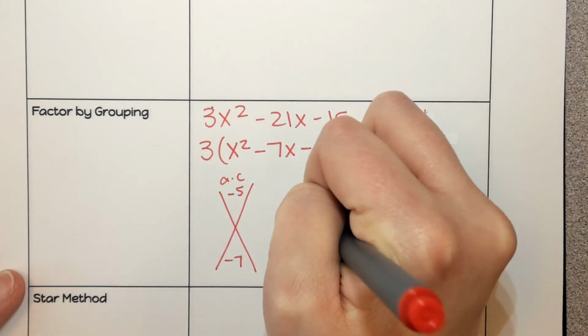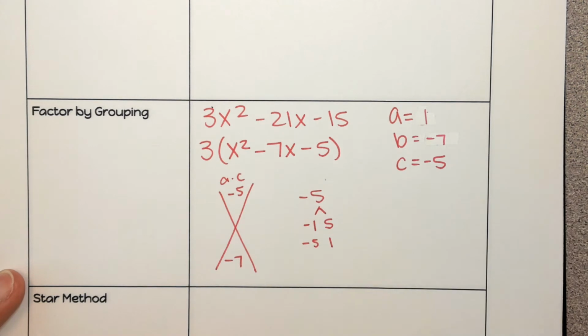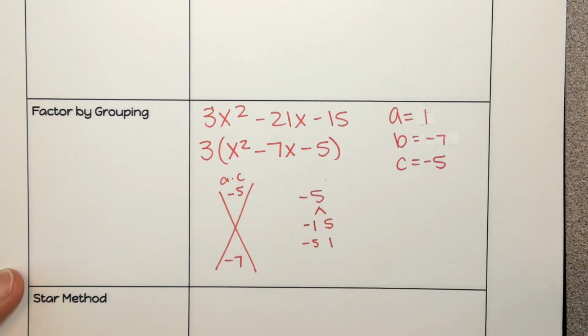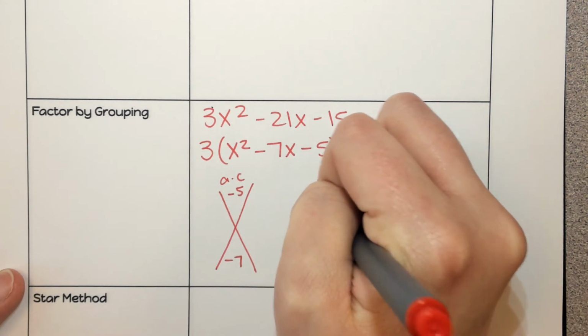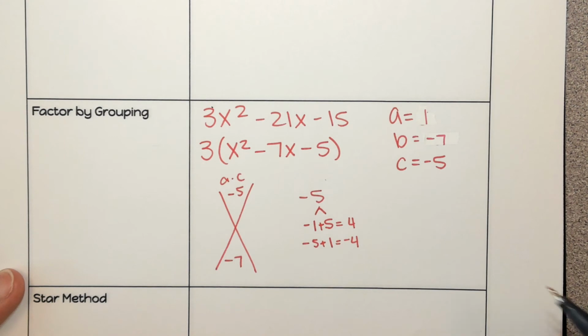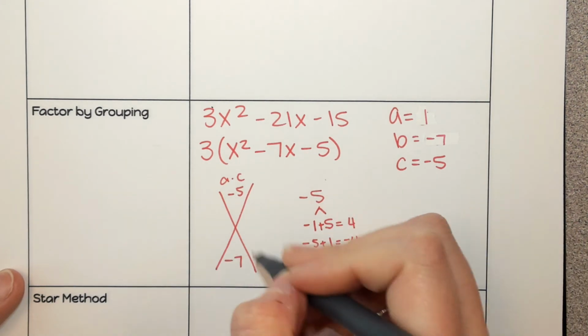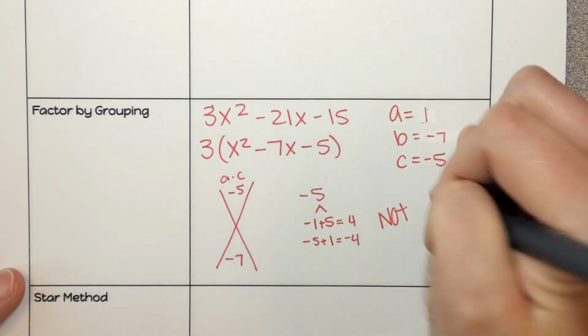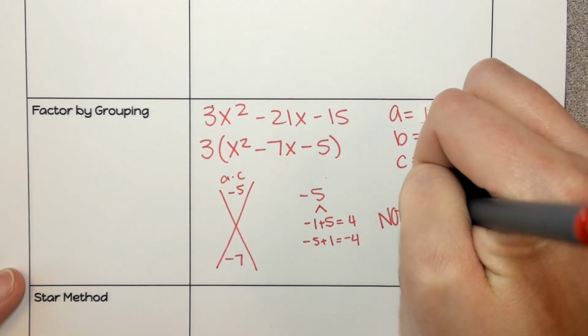So I could have negative 1 and 5 or negative 5 and 1. Do either of those equal 7? Negative 1 plus 5 is 4, and negative 5 plus 1 is negative 4. And those are my only options. So neither of those equal 7. So for this one, we would say not factorable.